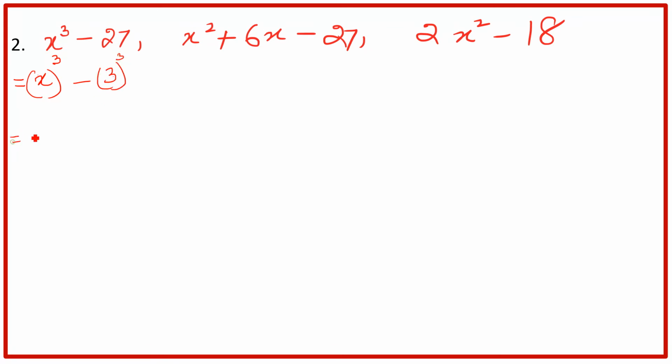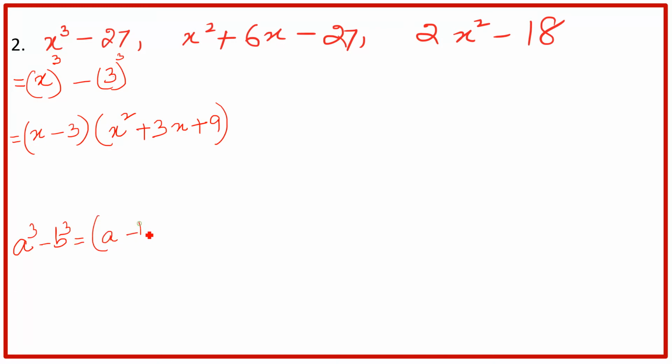So how will we expand it? x minus 3 times x square plus 3x plus 9. See, I have used this formula here: a cube minus b cube is equal to a minus b times a square plus ab plus b square. Right? And we have discussed this in detail in the last chapter. So same thing, I have done this factorization according to this formula.